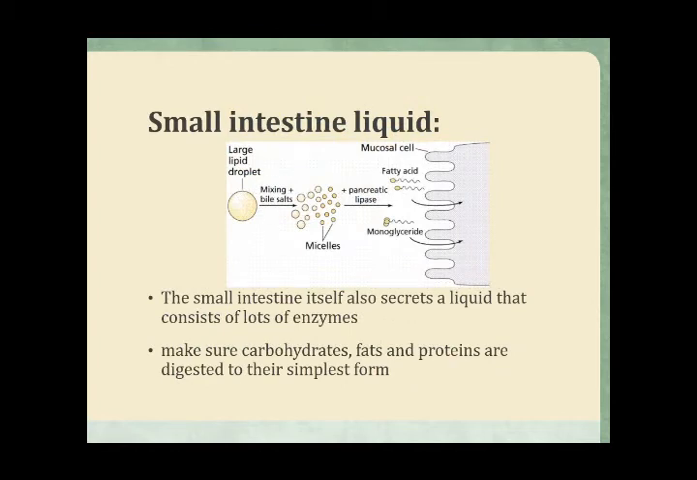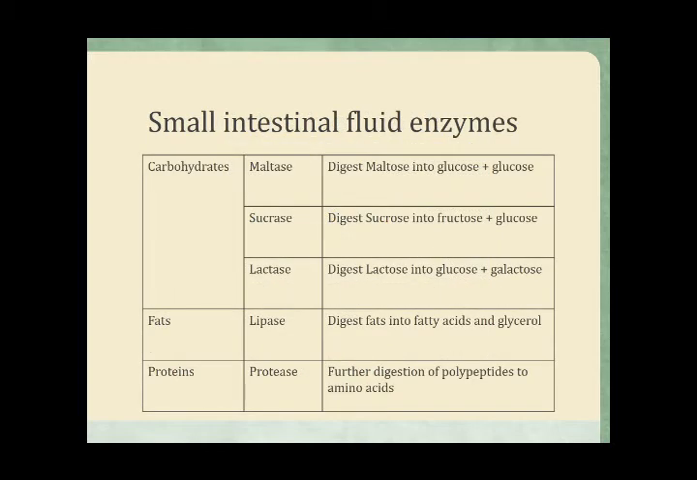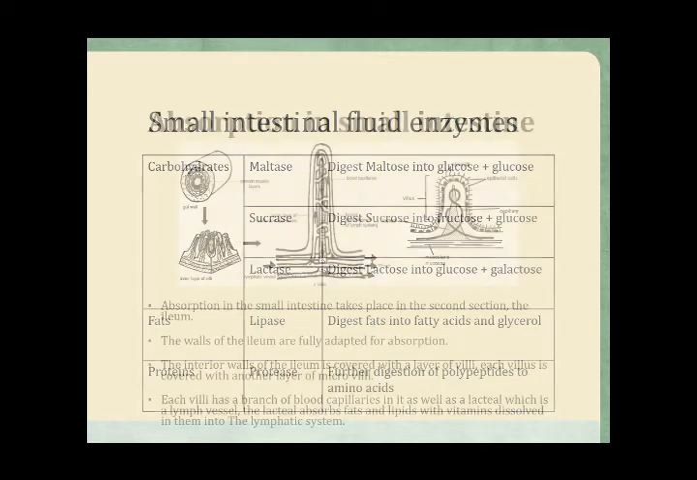Small intestinal liquid also has enzymes. A lot of these enzymes are similar to the enzymes that we previously learned. We have maltase, sucrase, lactase. All of these three are for sugars. Some people are born with a lack of lactase, so they cannot drink so much milk, so we call it lactose intolerant. Lipase is also released to destroy fats. And then you have protease, which destroys protein and makes it easier to absorb all of the amino acids that we need from the proteins.